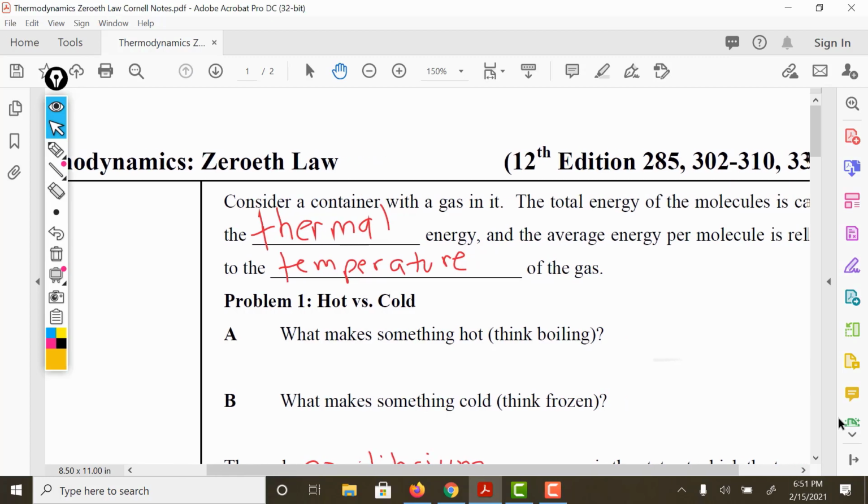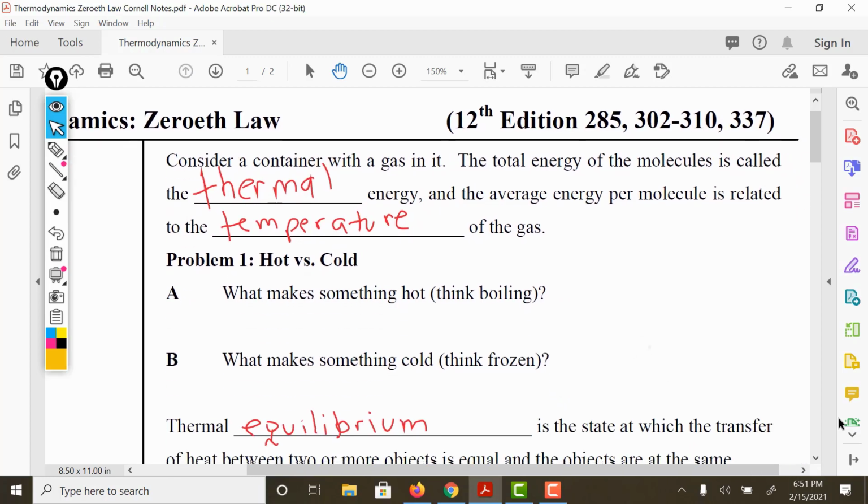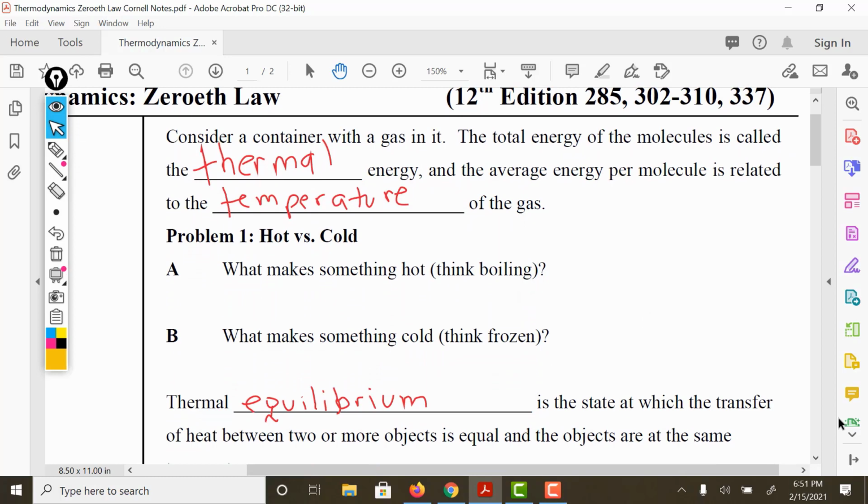So we're going to go ahead and talk about thermal equilibrium. And in order to do that, let's talk about some definitions. So we consider a container with a gas in it. The total energy of the molecules is called the thermal energy. And sometimes we call this, for us, we're going to call it internal energy. Internal energy is made up of all the energies in a system. In this case, we're going to be focusing mostly on thermal energy. And the average energy per molecule is related to the temperature of the gas.